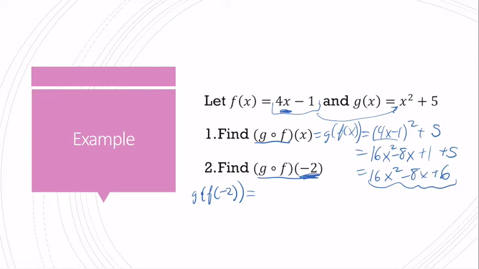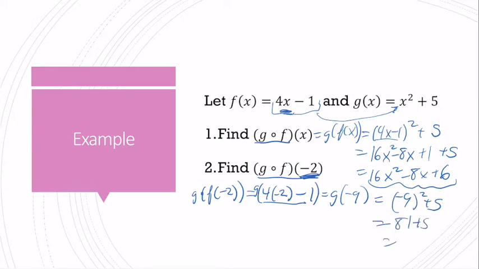So if I take g of f of negative 2, that's g of 4 times negative 2 minus 1. I'm substituting in for f. So that gives me g of negative 9. Well, that's going to be (negative 9) squared plus 5, which is 81 plus 5, which is 86.